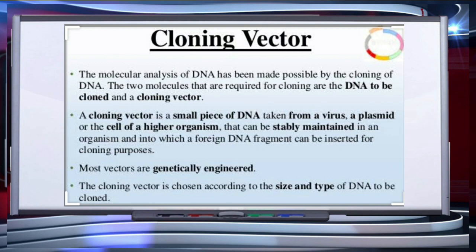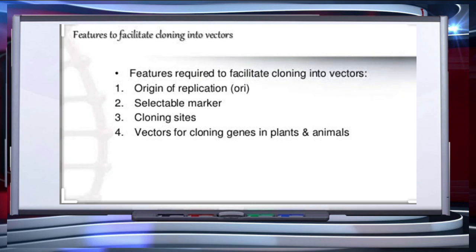The cloning vector is chosen according to the size and type of DNA to be cloned. Now let's understand the features required to facilitate cloning into a vector: origin of replication, or ORI, selectable marker, cloning sites, and vectors for cloning genes in plants and animals. We will discuss each feature one by one.